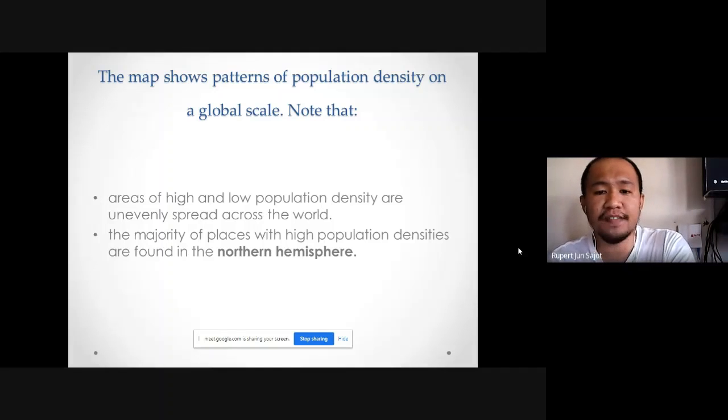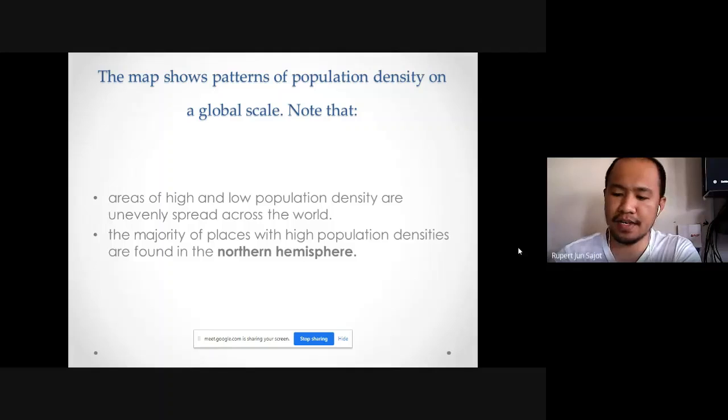Now, the majority of places with high population densities are found in the northern hemisphere. These are countries above us, countries which have four seasons, and countries which are basically referred to as the New North, led by the United States, Canada, the European Union, and Russia. All right. Anyways, let's move.